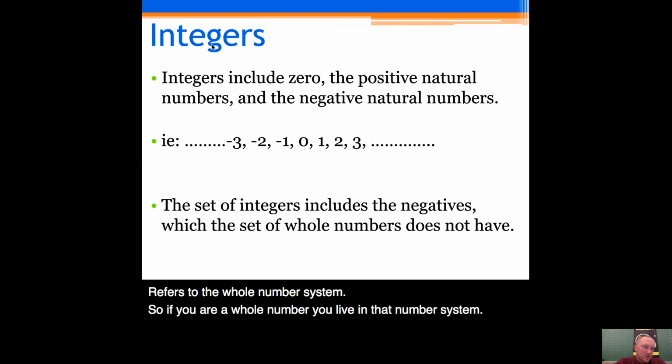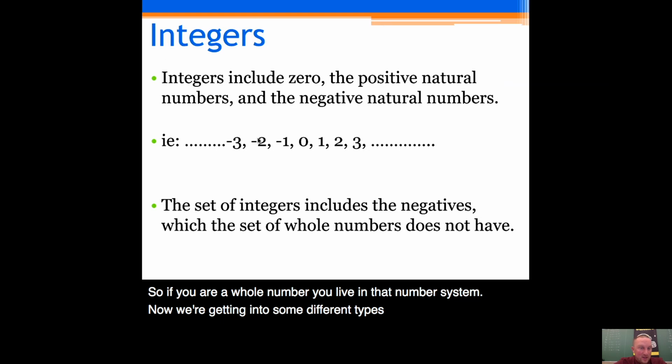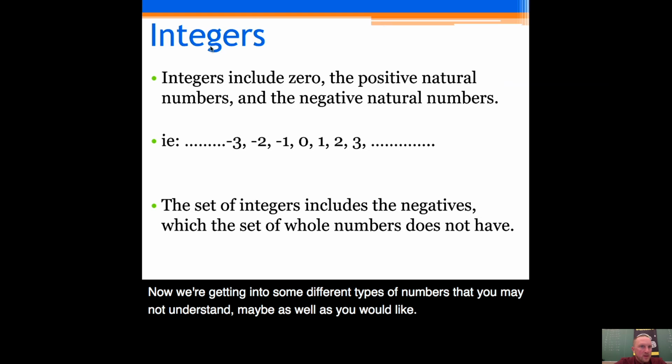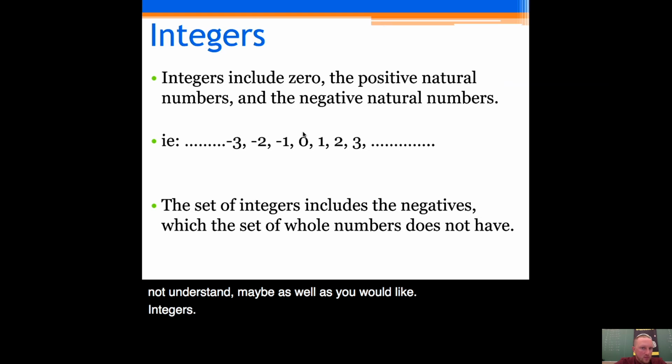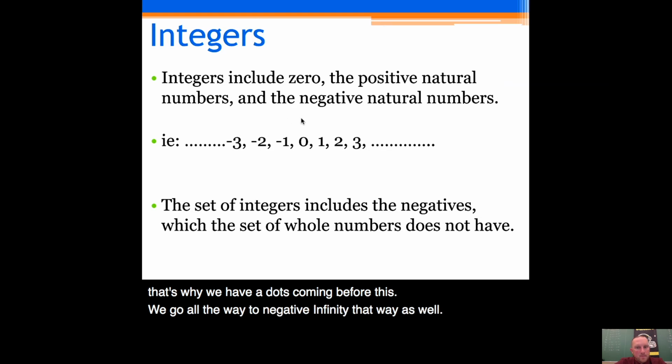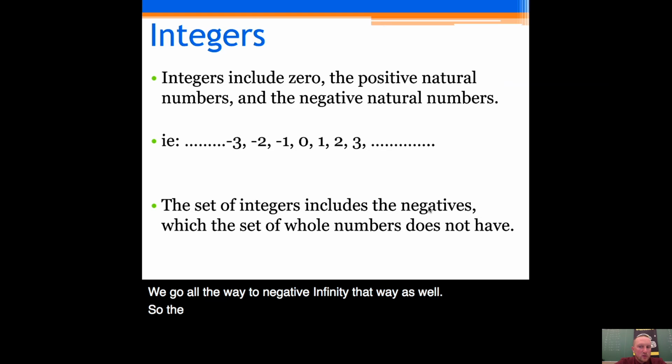Now we're getting into some different types of numbers that you may not understand maybe as well as you would like. Integers would be the number 0, all of the positive natural numbers, all the way up to infinity, and all of the negative natural numbers. So that's why we have the dots coming before this. We go all the way to negative infinity that way as well. So the set of integers includes the negatives. Whole numbers do not have negatives in them.